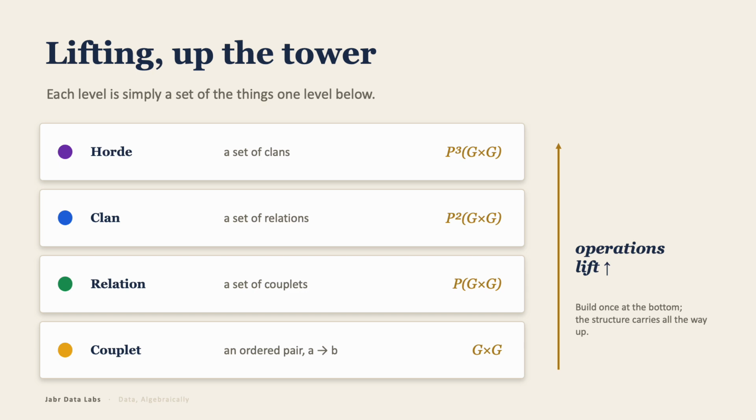Step back and see the shape of it. Every operator in the algebra either lives at the foot of the tower or is a lifted version of one that does. That's why 23 operators is far less daunting than it sounds. Most are the same few verbs, carried upward. Lifting is the engine of the whole system.